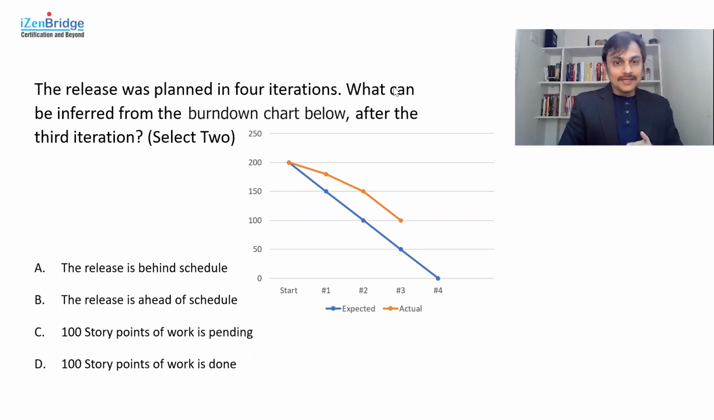Question 33. The release was planned in 4 iterations. What can be inferred from the burn down chart below after the 3rd iteration? So you have a burn down chart. You need to interpret what is possibly coming out without much ambiguity from this particular graph. And you need to pick the 2 statements out of 4 which can be fairly interpreted from this particular graph. The statements are pretty easy. The release is behind schedule or the release is ahead of schedule. 100 story points of work is pending or 100 story points of work is done. So these are the 4 statements. You can pause and make your judgment.